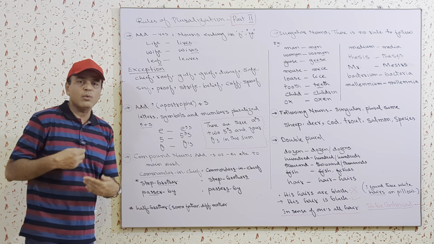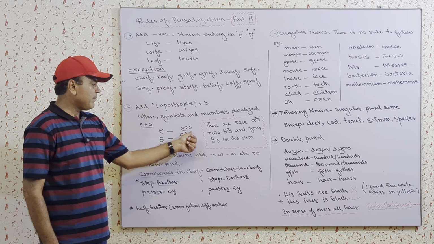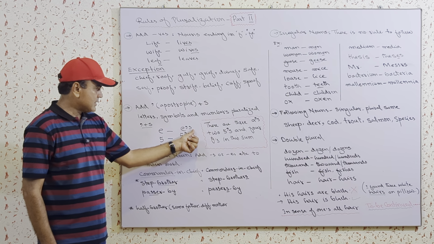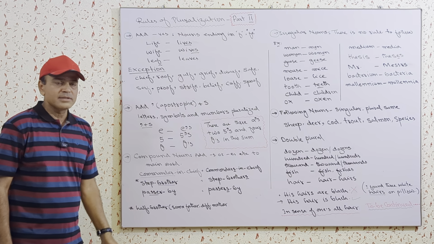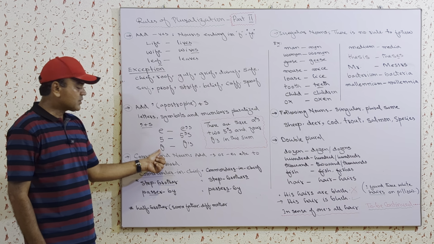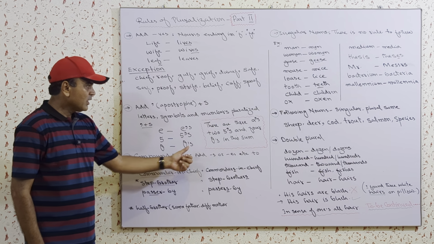For example, if I want to make the plural of e, which is a letter, I will make its plural like this: e apostrophe s. So I will pronounce it "ease". 5, plural will be 5's. Theta, this is a mathematical symbol, thetas.